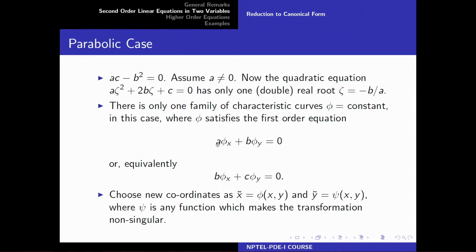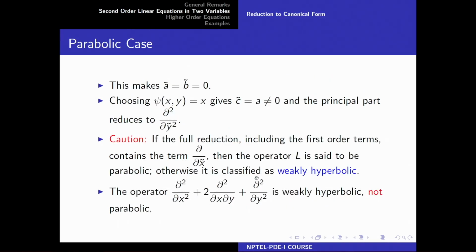So, you find the one characteristic variable coming from this characteristic family, and you choose any other suitable psi and you do the full reduction, you get only the second order term and there is no first order term there. So, we should not classify it as parabolic, but as weakly hyperbolic. So, that is the one perhaps new thing you study in this course.